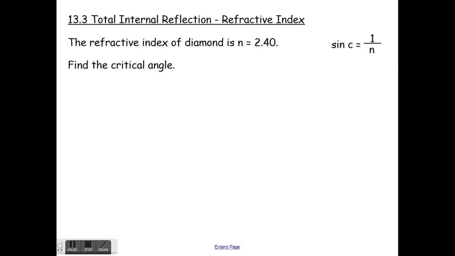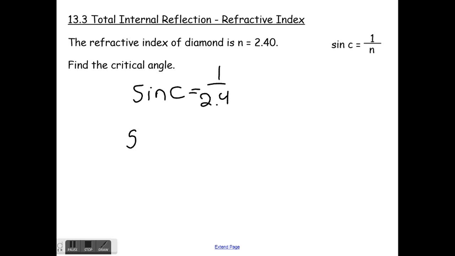So here, I have my formula, sine C equals 1 over n. So the refractive index of diamond is n equals 2.40. So find the critical angle C. So to do that, well, we should all know how to do that, I hope. Maybe. So, all we have to do is solve for C. So sine of C is equal to 1 over, and n is 2.4.